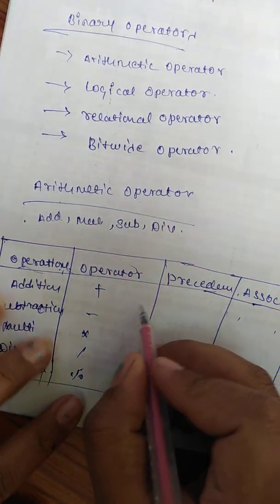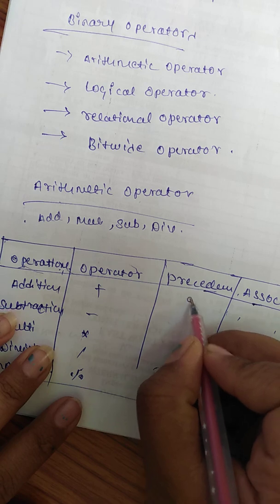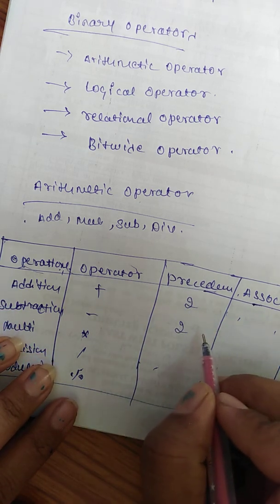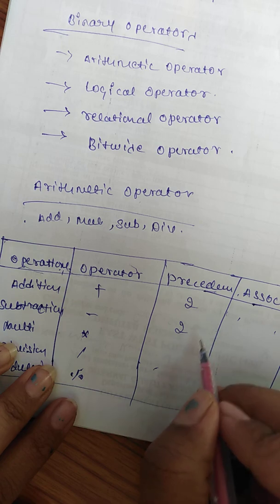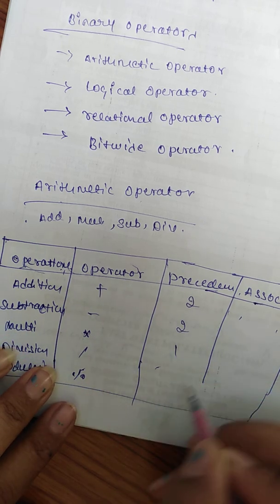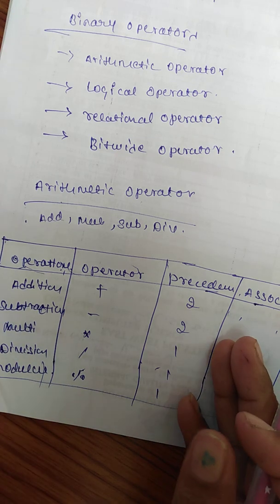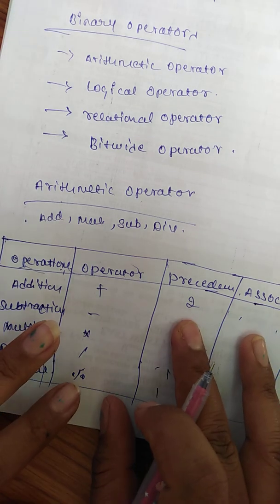What are the preferences we can give? Addition is the second preference. Subtraction we can also give the second preference. Multiplication, division and modulus we can give the first preference in the execution of the program.